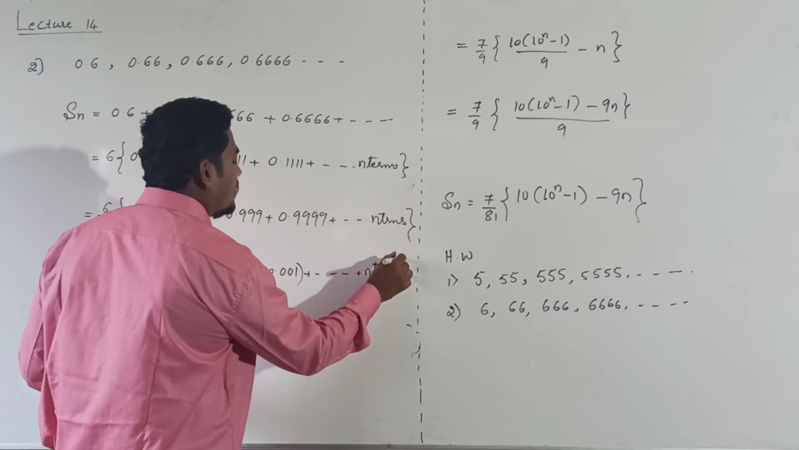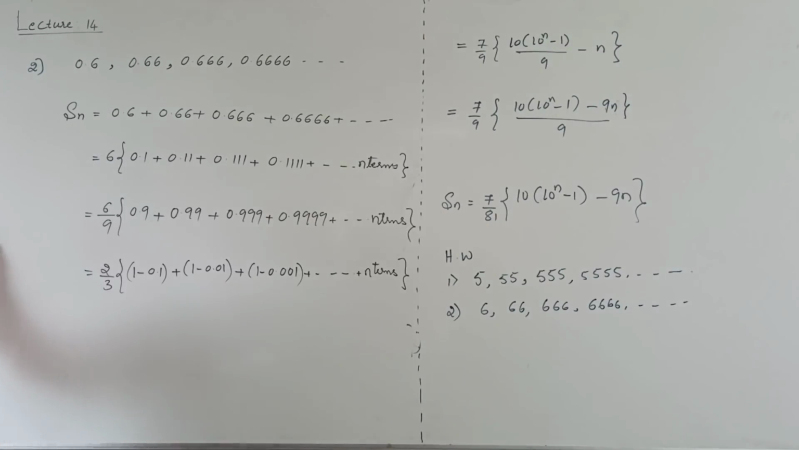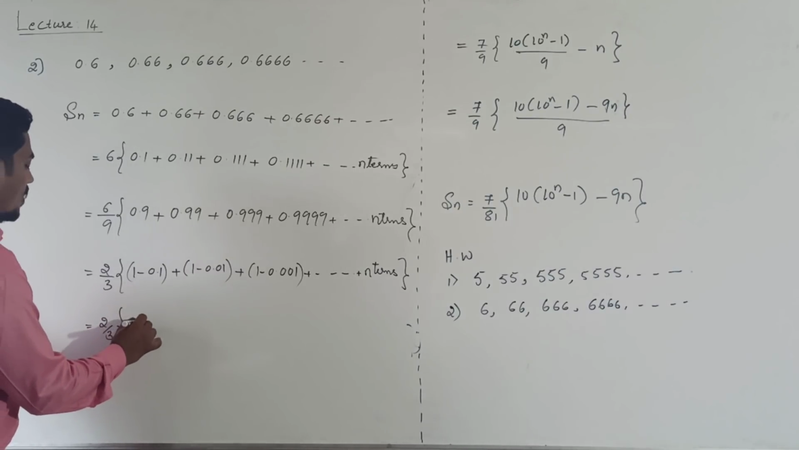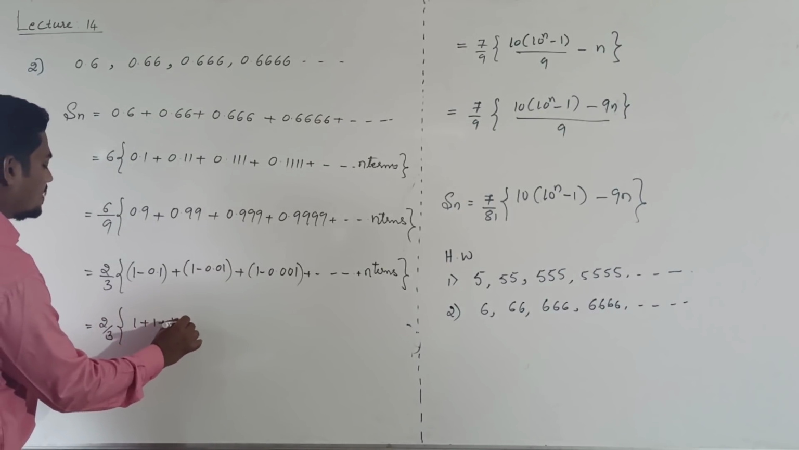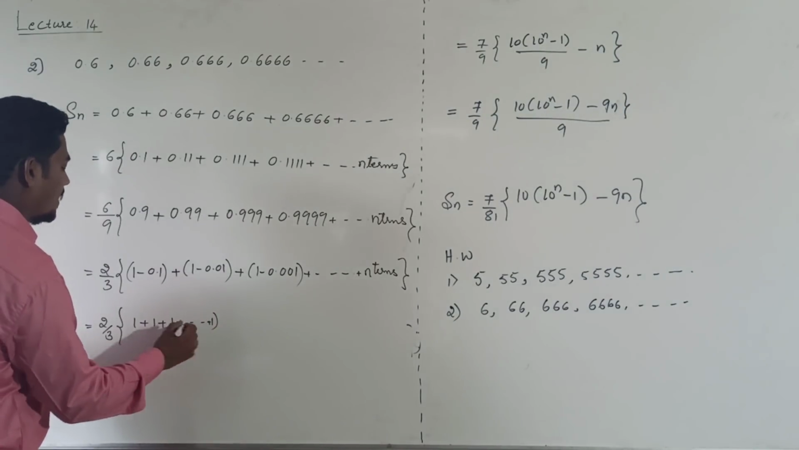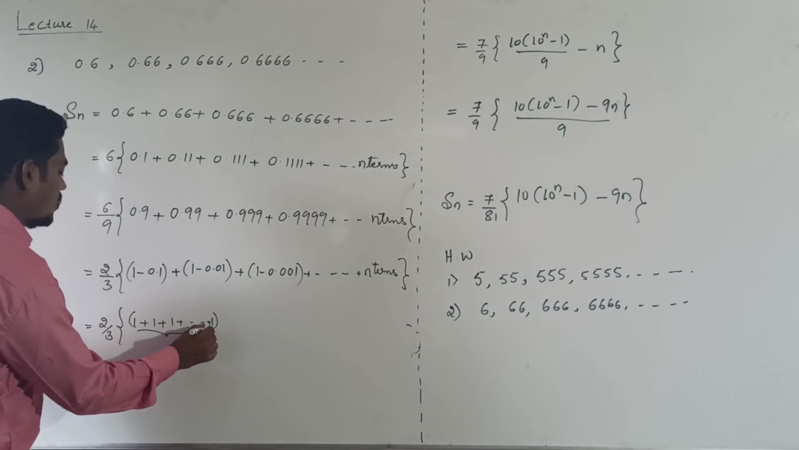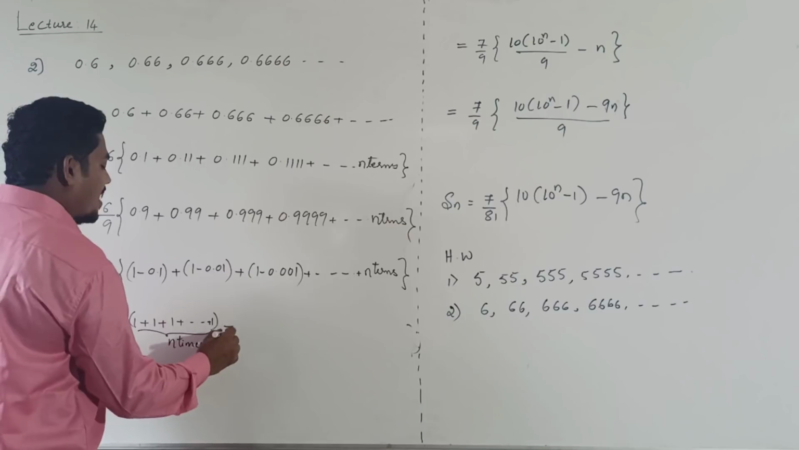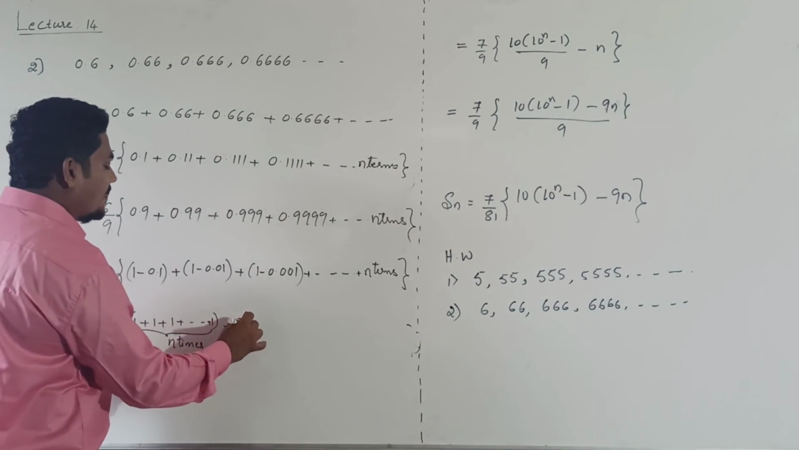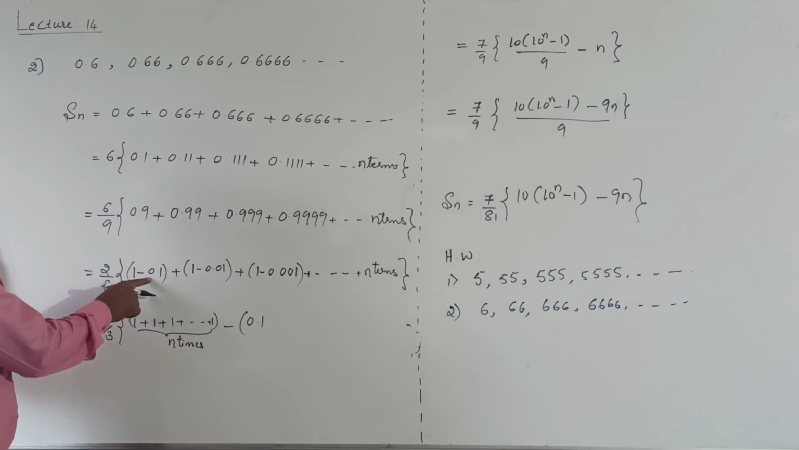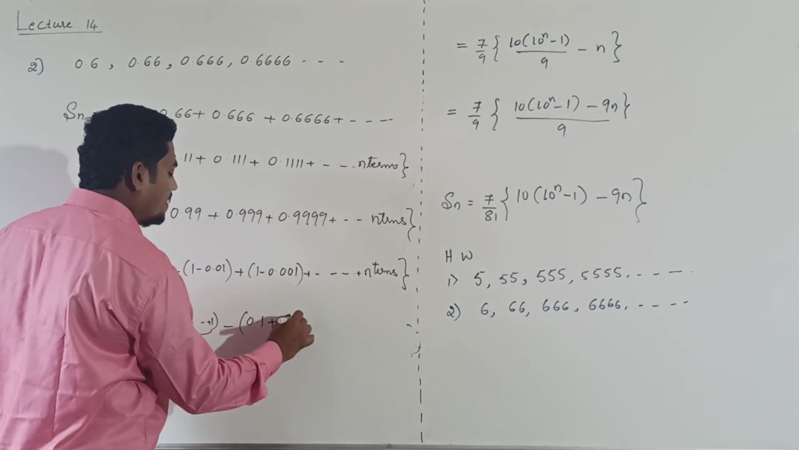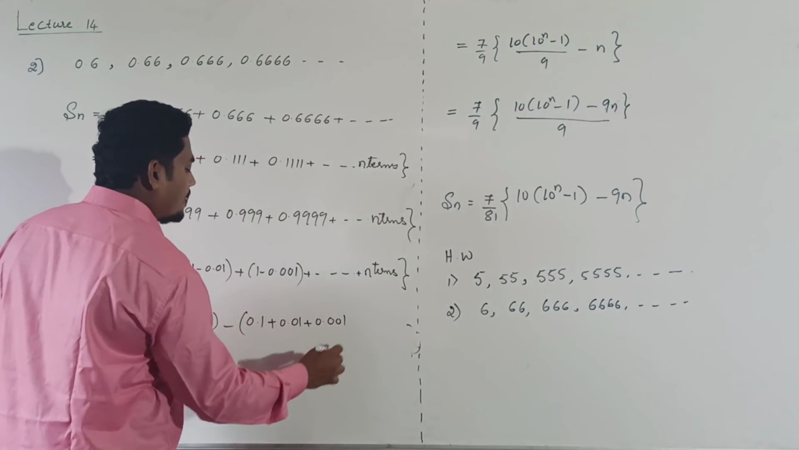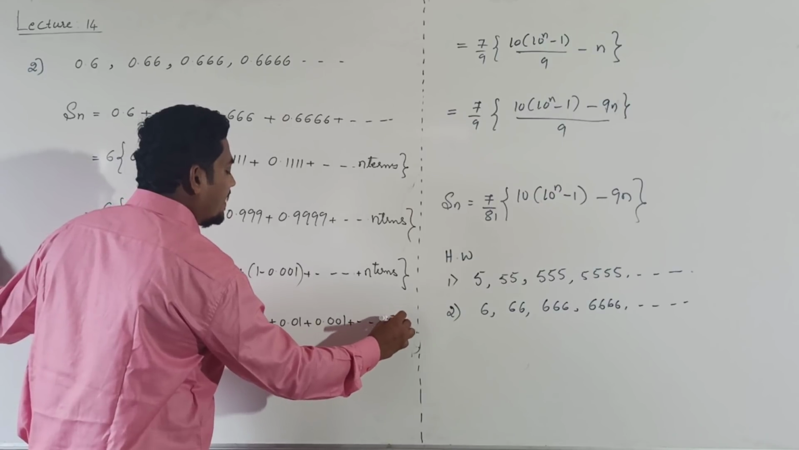After that just rewrite it: 2 by 3 in bracket 1 plus 1 plus 1 plus and so on plus 1 repeated n times. Why? Because there are n terms. Minus, taking the negative sign common, then we get 0.1 plus 0.01 plus 0.001 plus and so on up to n terms.